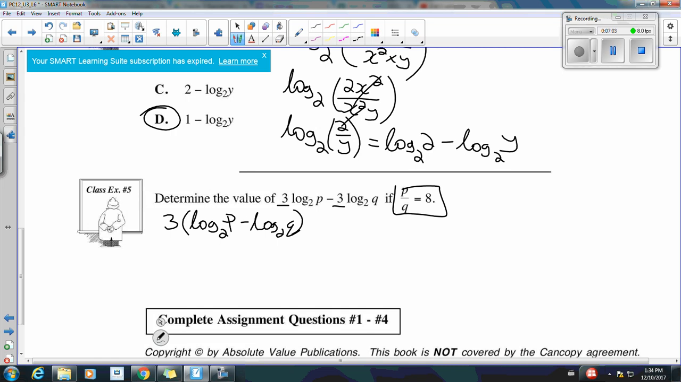And now I can bring these two together using division. So this is really log base 2 of p over q. Tells us p over q is 8. So this is really 3 times log base 2 of 8, which is equal to 9.